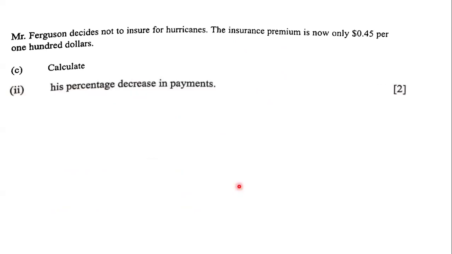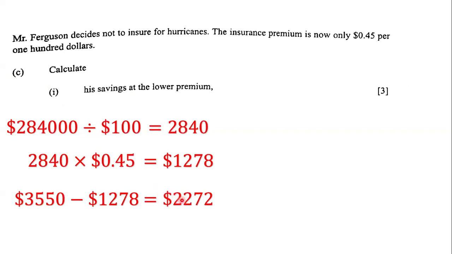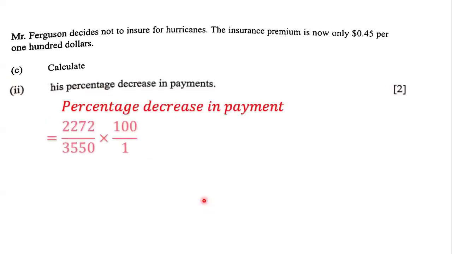Next, it wants us to calculate his percentage decrease in payments. Now, in order to determine percentage decrease in payments, we're going to take the savings, which we got from the previous question, which was $2,272. So we take his savings, $2,272, and we put that over the original, which is 3,550, and we multiply that by 100 over 1.